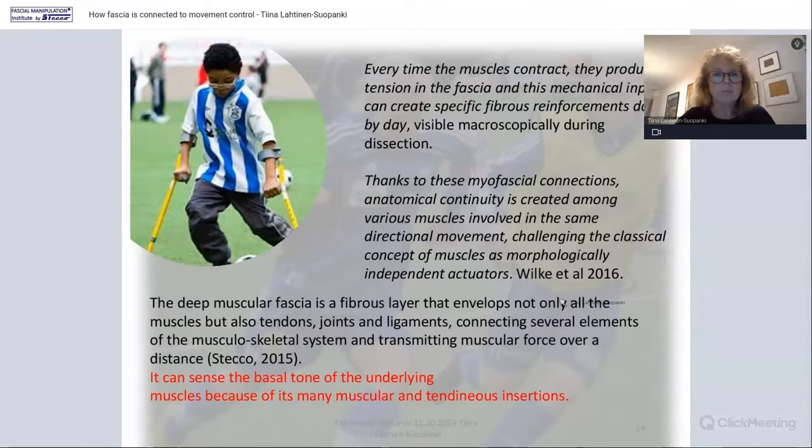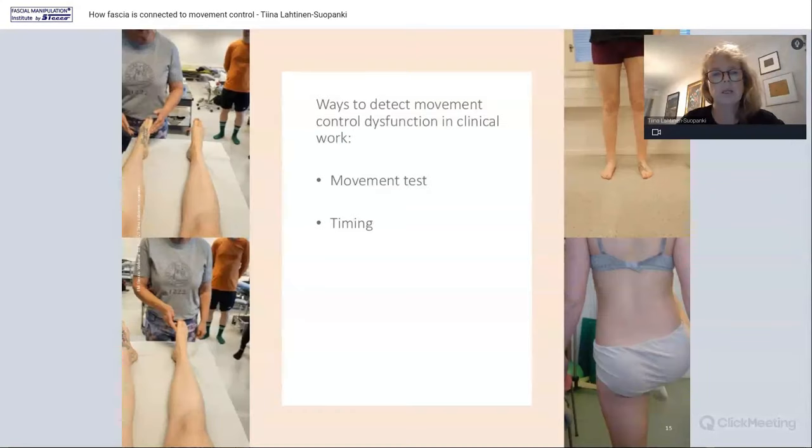Then we go further. So now when we think of what people usually refer to as movement control, walking and everything we do with sports, we need to remember that there is a basal tone, or basal tension, on the deep fascia that is connected to movement from the underlying muscles. And when we think of different factors that can affect that basal tone, and that affects again the coordination and the movement, then we need to see the different ways.